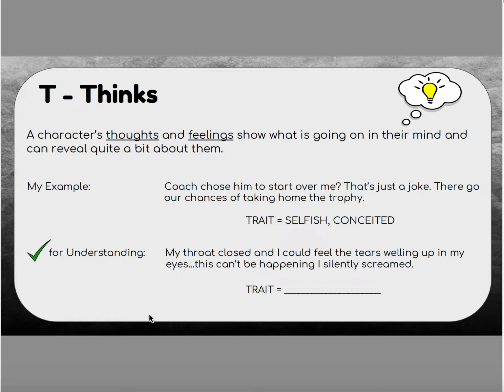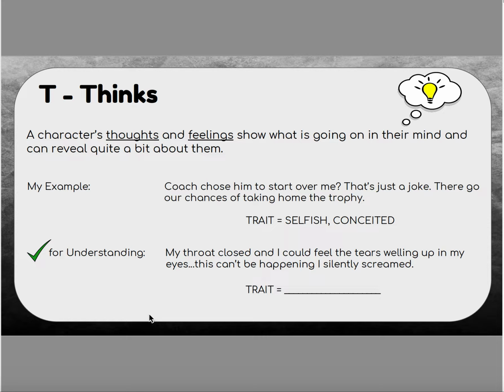T. T stands for thinks. A character's thoughts and feelings show what's going on in their mind, and it can reveal quite a bit about them. Especially in the book that we're about to read, our narrator is also a character in the story, and we learn a lot about what she's thinking. So thoughts in T is going to be really important, especially for the narrator of this text we're going to be reading. These thoughts and feelings tell us a lot about who they are as a person. Maybe they reveal what they think they should do or how they're viewed by other people.